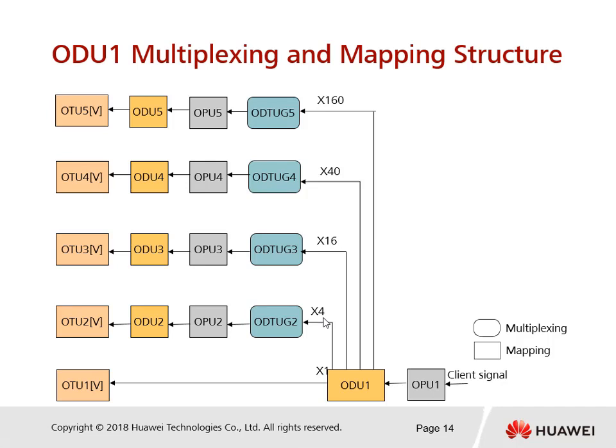So for example, I have one question. If I want to multiplex the ODU2 into the ODU4, how many ODU2 do we need? The answer will be 10, because ODU2, the capacity was 10G, and for ODU4, the capacity was 100G. Okay.